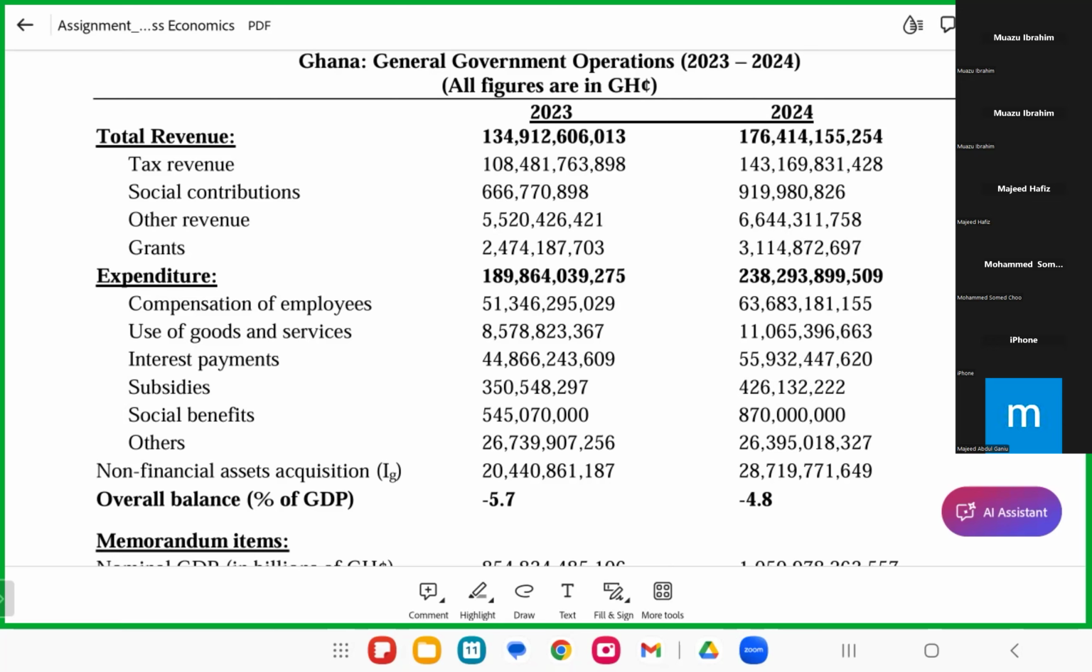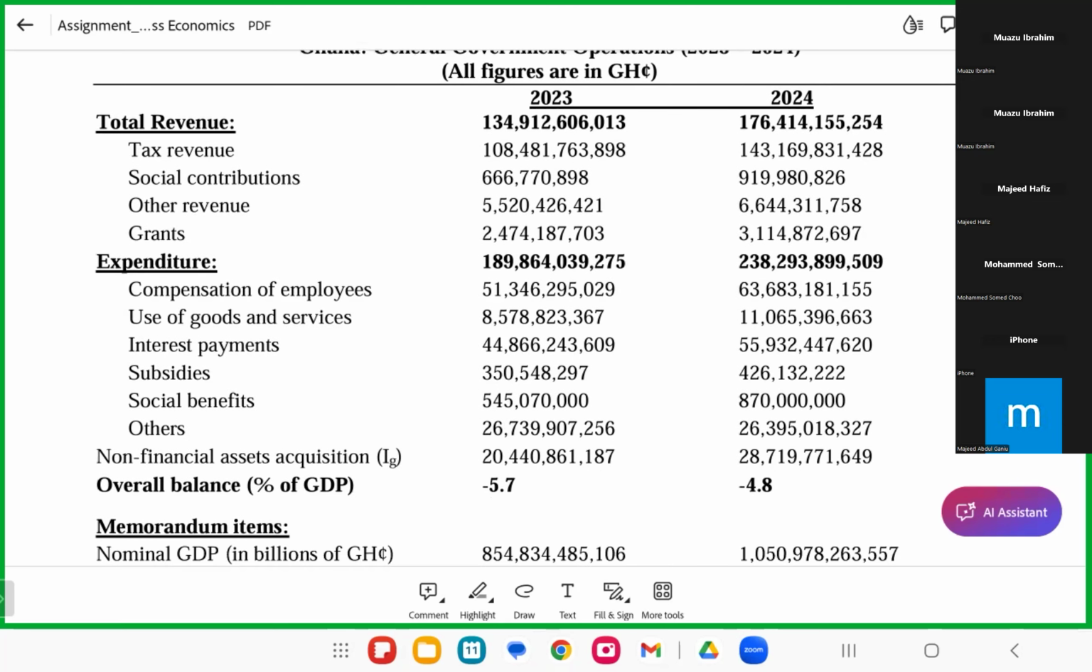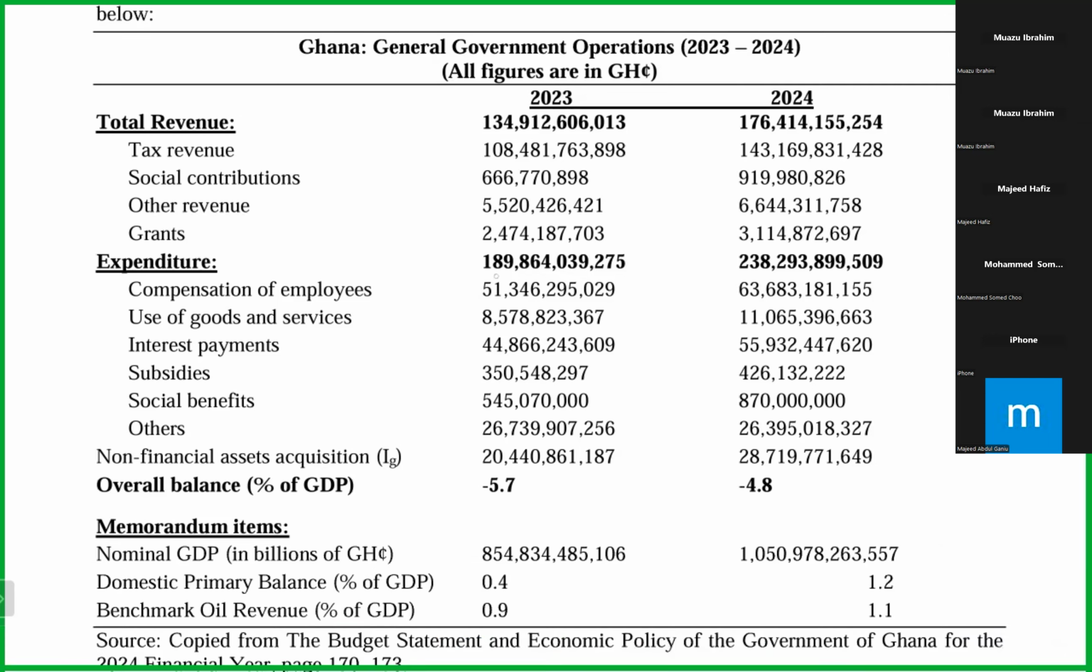And you find the overall balance. The overall balance is the fiscal deficit, which is revenue minus expenditure. So you can see revenue is 134.5 billion in 2023 and 0.9 billion, against expenditure of what?